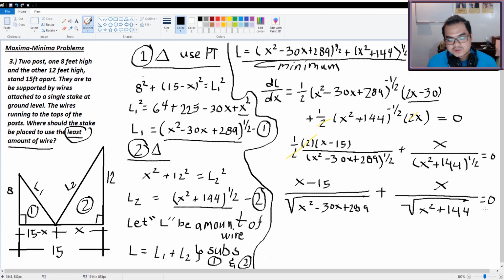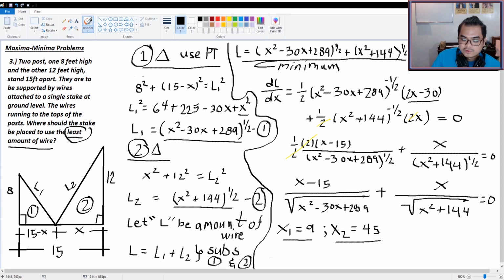Then from this point, all you have to do is just find the values of x, and I guarantee you that this will be a quadratic equation. So you can use the quadratic formula, or you can just use your calculator's shift solve function. So after finding that, you have x1 equal to 9, and the other one will be equal to 45. Okay, so which one is right? Therefore, x will be either 9 or 45.